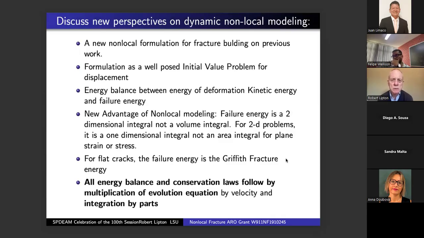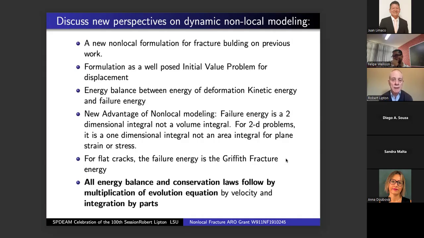Okay, so we're going to discuss some new perspectives on the nonlinear or non-local dynamic modeling. Again, the second bullet here is we'll formulate it as a well-posed initial value problem for the displacement. On output, we'll get a fracture set displacement pair, and I'll explain. The fracture set will depend on the actual displacement itself. The energy balance, we will recover an energy balance between the deformation energy, the kinetic energy, and the failure energy, and the energy put into the system. So we will be able to account for all the energies of the problem.